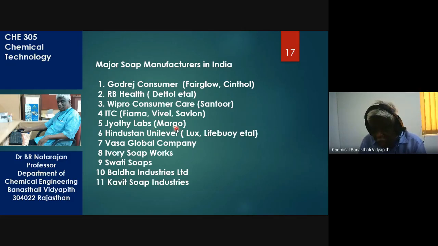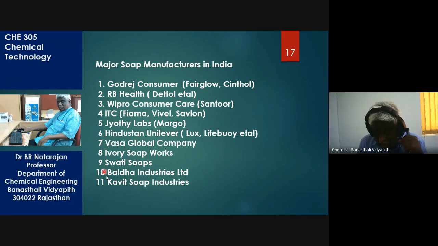Now they have Margo soap in their kitty. I think earlier Margo soap was a Tata product and it has changed hands and gone to Jyoti Labs. So Jyoti Labs, another name, the Margo, and of course they are famous for their Ujala also. Hindustan Unilever, the biggest: Lux, Lifebuoy, Liril, et al. I think you students know all the soap manufactured by Hindustan Unilever. I am not getting into it.